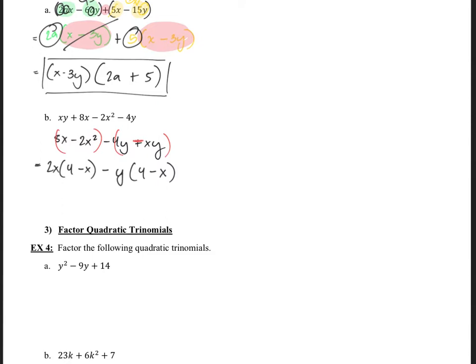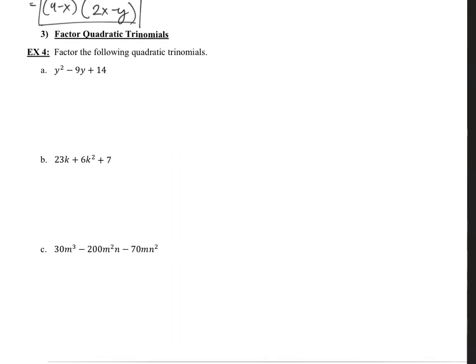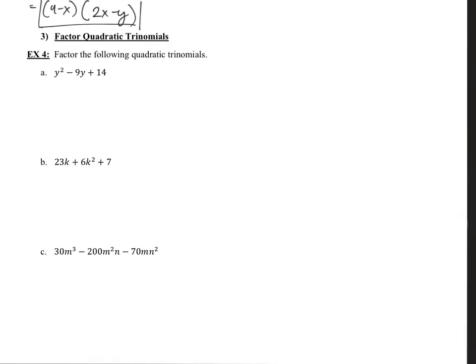Alright, so now let's take a look at these two terms. Do they have any factors in common? Oh, they do! They both have the 4 minus x in common. Okay, so this time the regrouping worked. Let's take out the 4 minus x, and what's left over is the 2x minus y. And there we go, you're done. So box our answer. Now the third objective is factoring quadratic trinomials.